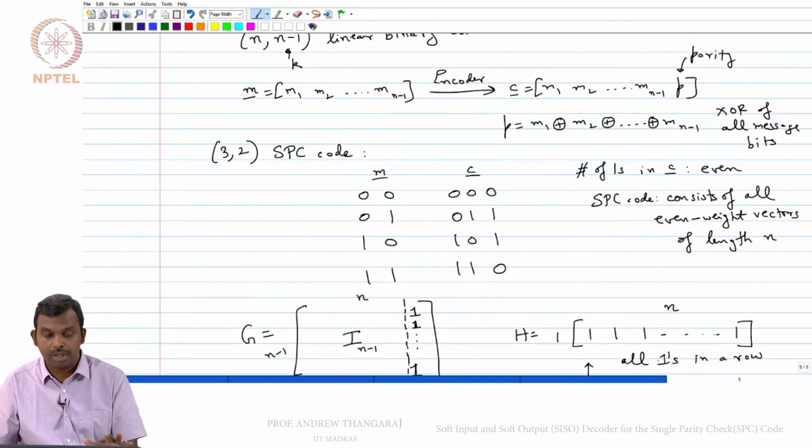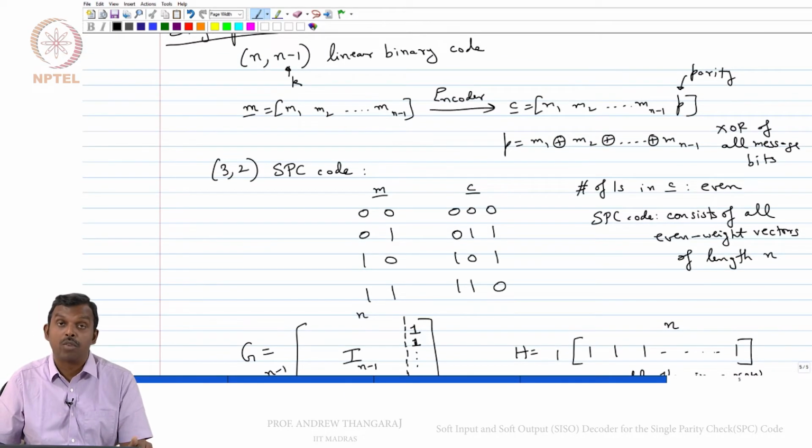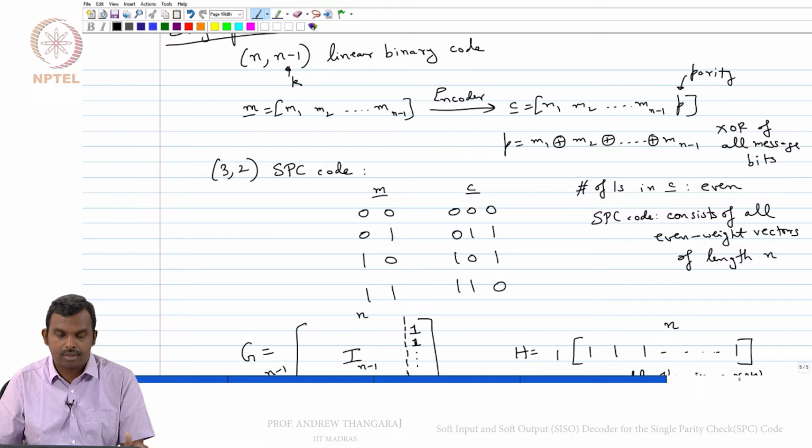I showed you a small example. Larger examples will give you many more code words. For instance, if you look at the 10,9 single parity check code, you will have 512 code words, 2 power 9 code words, which are all even weight and of length 10. So that is the description of the single parity check code.